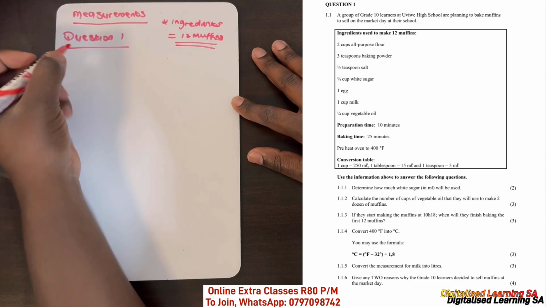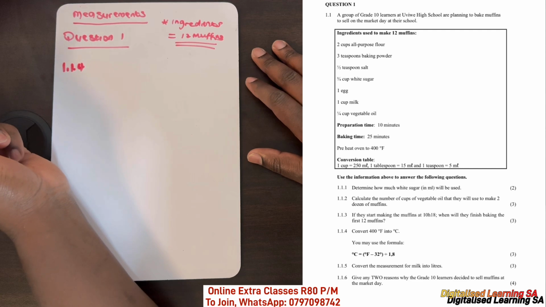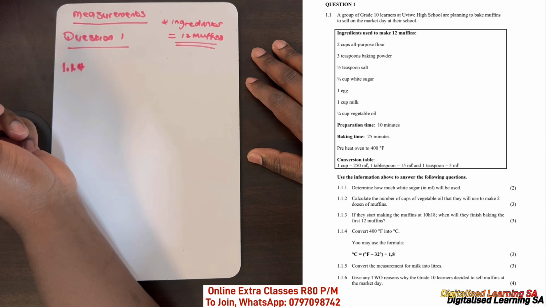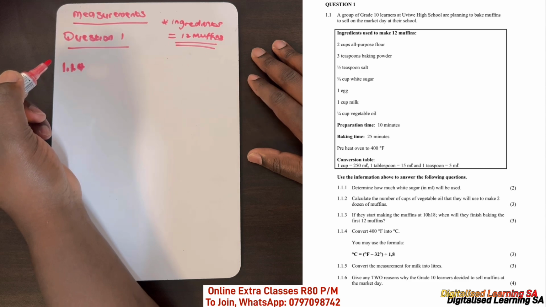Okay, so now let's move to question 1.1.4. Question 1.1.4 says that convert 400 Fahrenheit into degrees Celsius. So we need to convert 400 Fahrenheit into degrees Celsius.